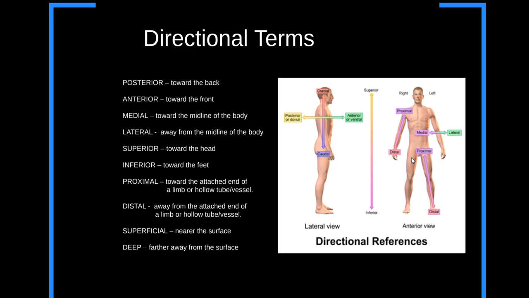Moving on to the next one, we have medial versus lateral. Medial is towards an imaginary midline of the body. So imagine there's a midline running right down through your nose, your chest, through your belly button, through the middle of your body. And if something is closer to that line, then it is medial compared to whatever else you're comparing.